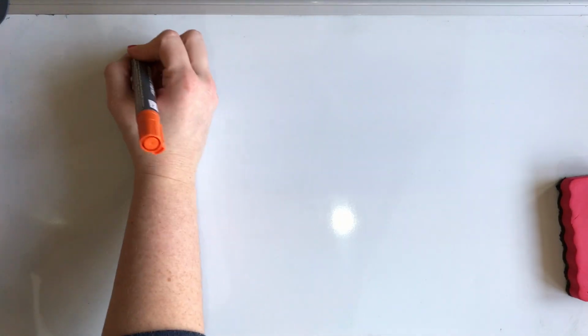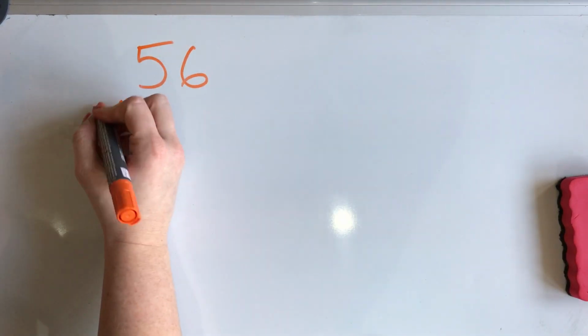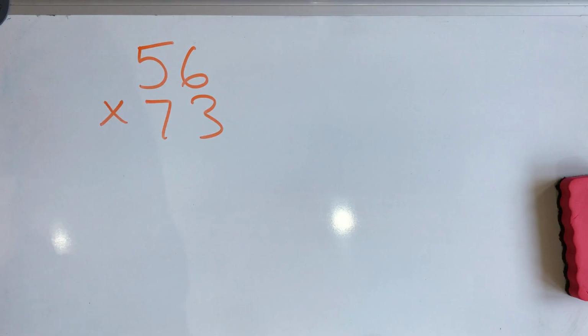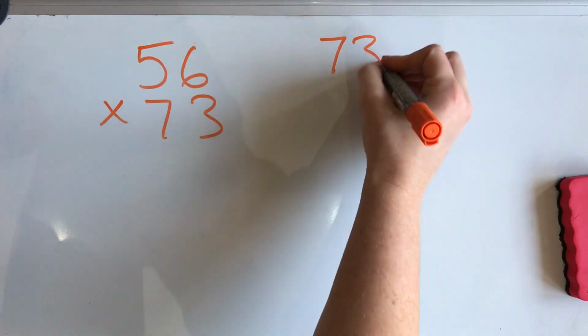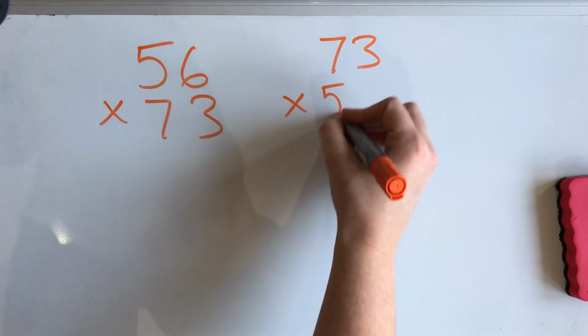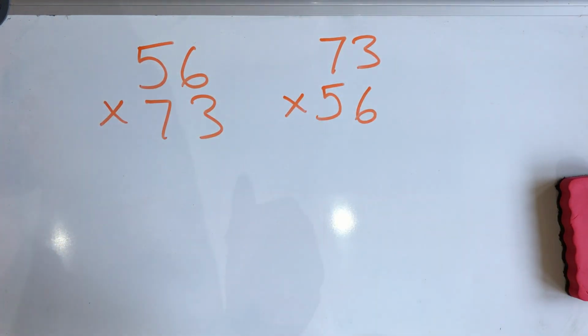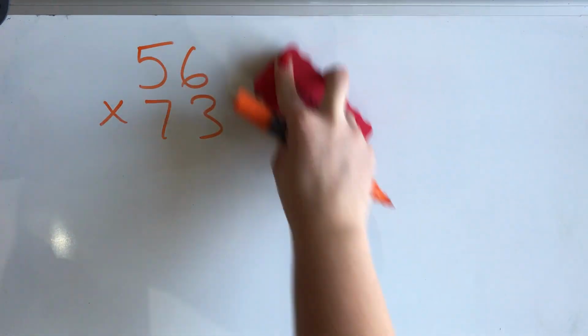So let's say I've got 56 multiplied by 73. The answer will be exactly the same if I do 73 multiplied by 56. Okay, so don't worry which way round you do it. It's exactly the same.